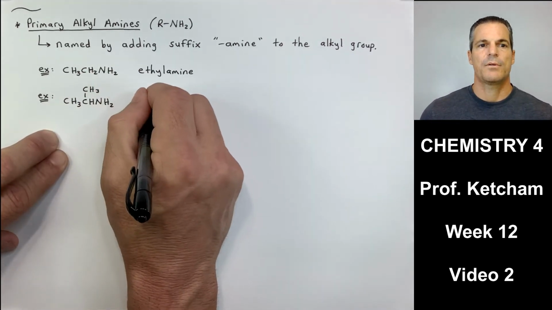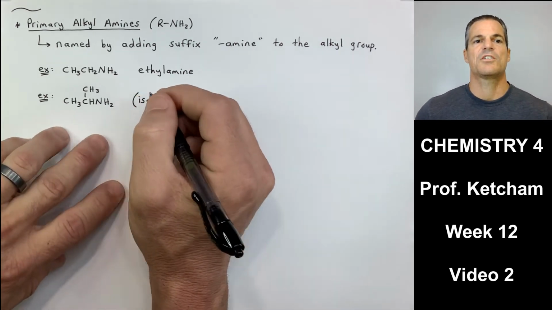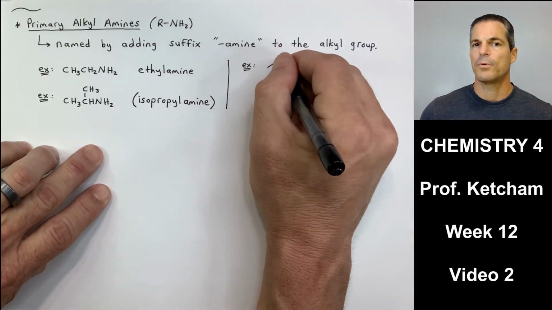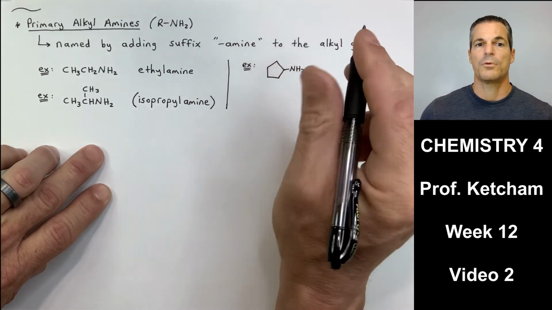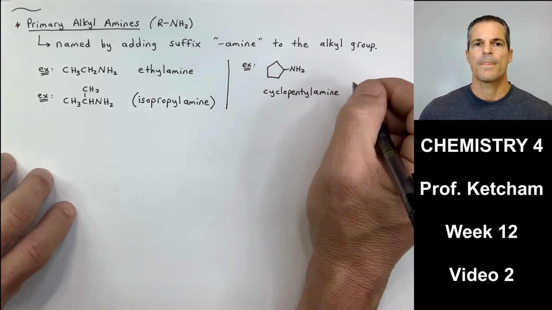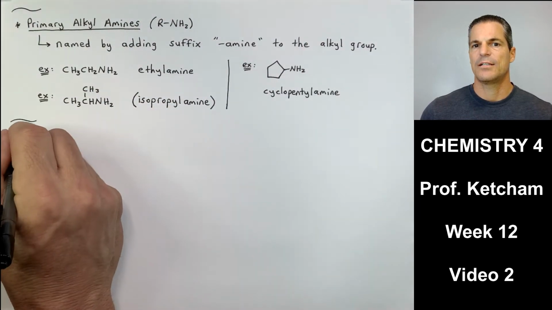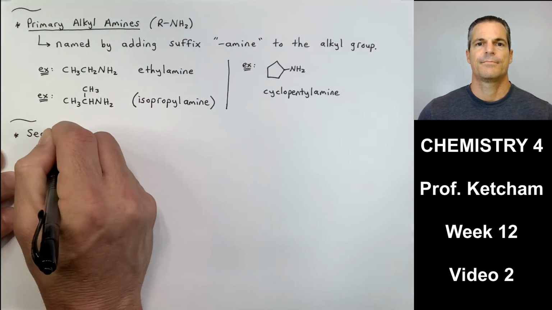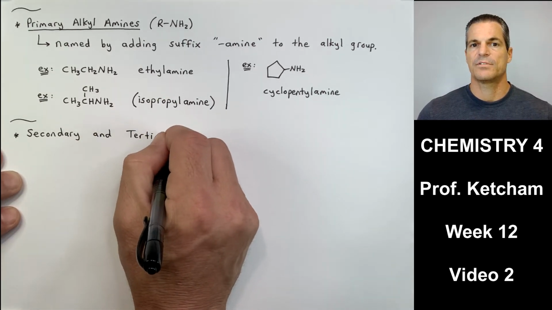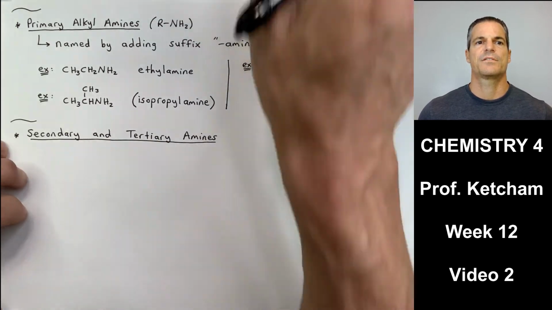So here's an example, CH3CH with a CH3 branch. We learned a long time ago this is an isopropyl group, so this would be called isopropylamine. Parentheses around it because it's a common name. The next example is cyclopentylamine. That nitrogen is attached to only 1 carbon, so that example, cyclopentylamine, is a primary alkyl amine, it just doesn't look like it at first.